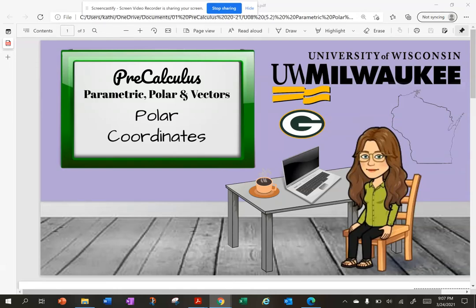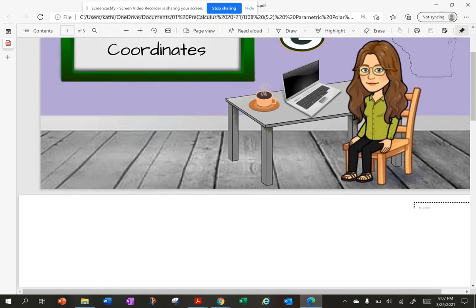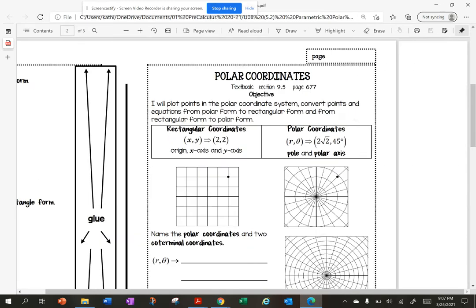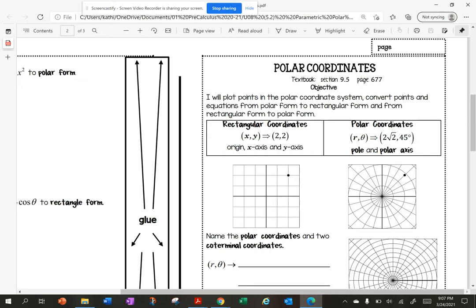Today's lesson is polar coordinates. My learning objective for today is: I will plot points in the polar coordinate system, convert points and equations from polar form to rectangular form, and from rectangular form to polar form.